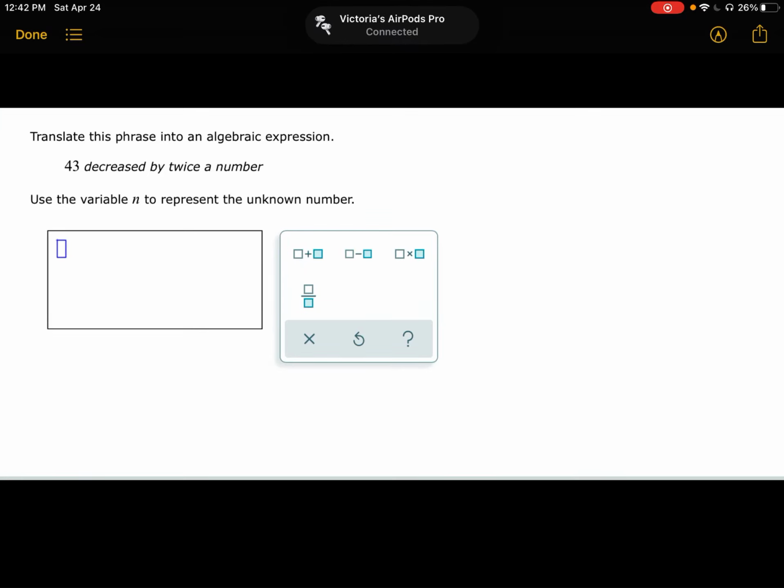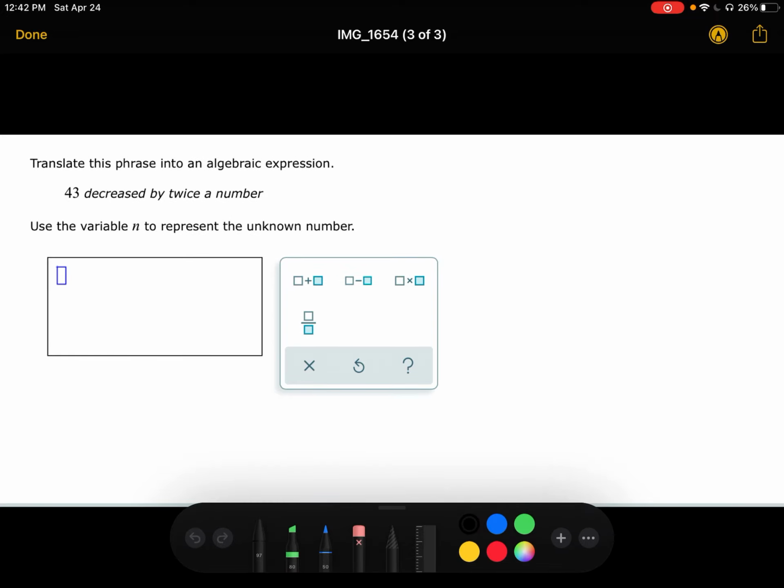Okay, guys, so the question states, translate the phrase into an algebraic expression. And it says 43 decreased by twice a number. Use the variable n to represent the unknown number. So this has a lot of information in it, but I know you guys are like, what in the heck? I don't know what you're talking about. It's okay. It'll make sense.